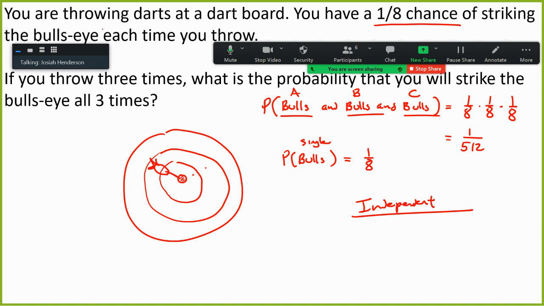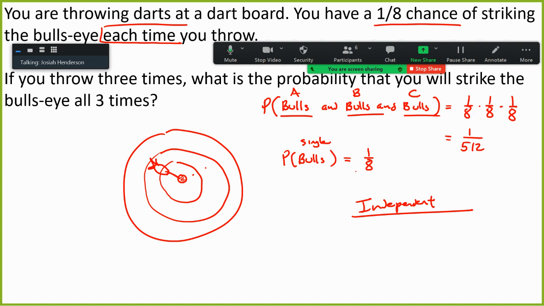Maybe the key word is above: each time. Each time, meaning the subsequent times, the second and third throws don't change coming from the first throw. So maybe there's our key word. Each time it's 1 out of 8. So that's our clue that this was an independent case.